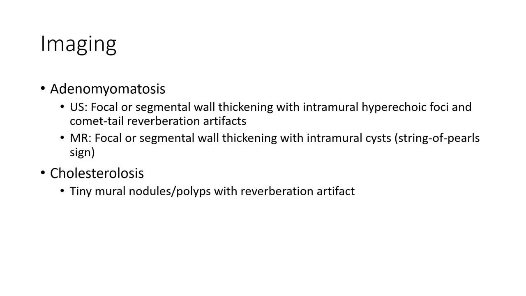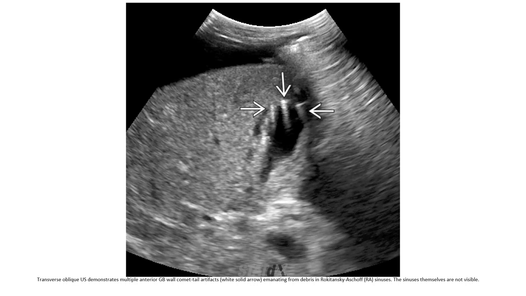Cholecystosis: tiny mural nodule or polyp with ring-down reverberation artifact. This is the first case of the ultrasound, so multiple intramural gallbladder wall comet-tail artifacts emanating from debris in Rokitansky-Aschoff sinuses. The sinus stems are not visible.